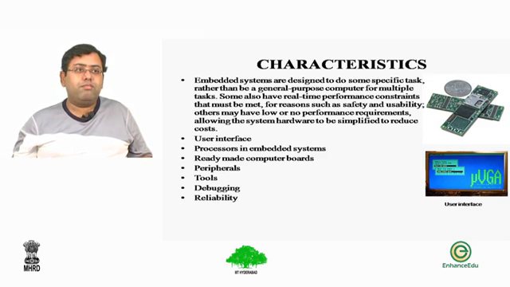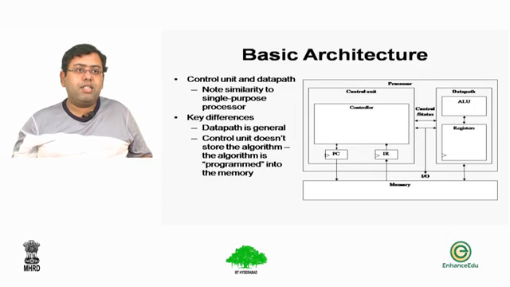And so coming to the basic architecture of the system, it depends upon the kind of embedded core we are using. Now, if it is a general purpose processor, it is basically based on sequential fetch, decode and execution of instructions. In case of a general purpose processor, the data path is general, but the control unit doesn't store the algorithm. The algorithm is programmed into the memory.